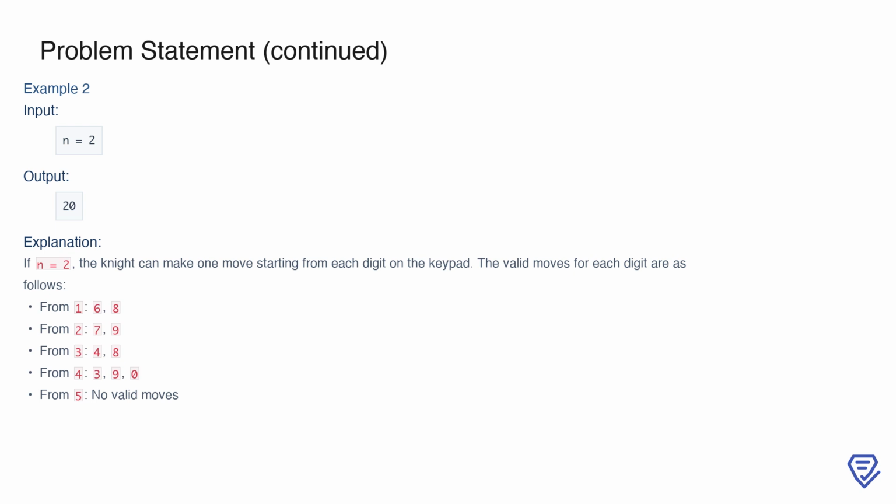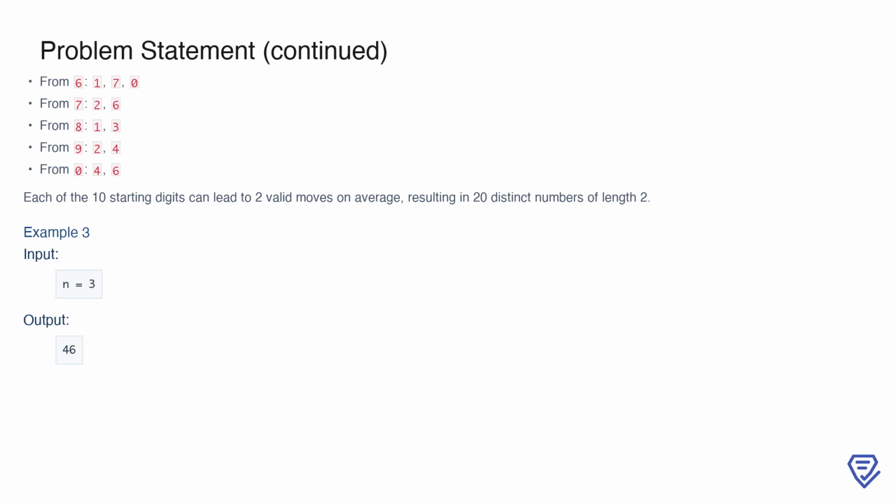To complete the explanation for n equals 2, let's review the valid moves for the remaining digits. Starting from 6, the knight can move to 1, 7, or 0. From 7, the valid moves are 2 and 6. From 8, the knight can move to 1 or 3, and from 9, the valid moves are 2 and 4. Finally, starting from 0, the knight can move to 4 or 6. On average, each starting digit leads to about 2 valid moves, which results in a total of 20 distinct phone numbers of length 2.